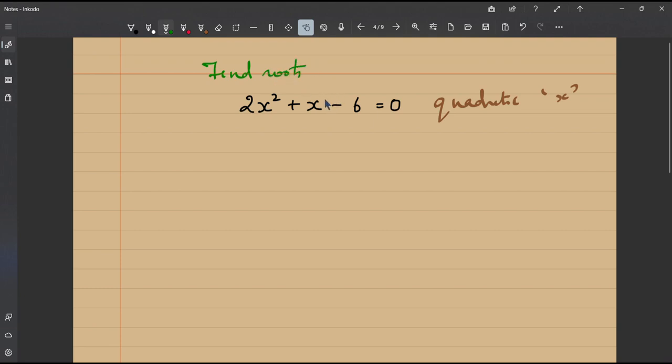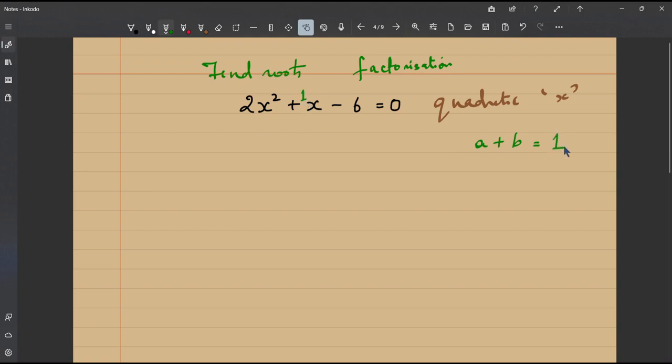Let us use the method of factorization, because this is the best method which can be used for finding the roots of the quadratic equation. Now, in order to do the factorization, we'll have to make groups, and for that purpose, let us find two numbers a and b in such a way that the sum of the two numbers should be equal to the coefficient of x. What is the coefficient of x?